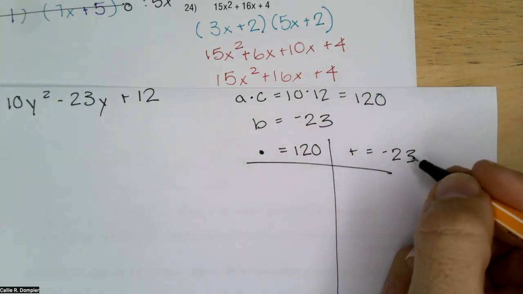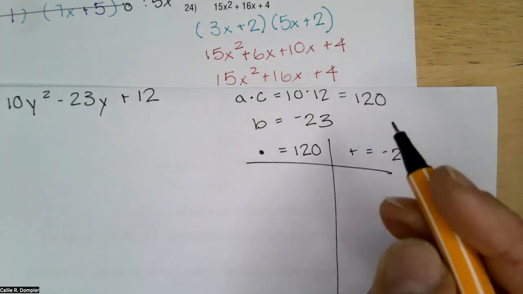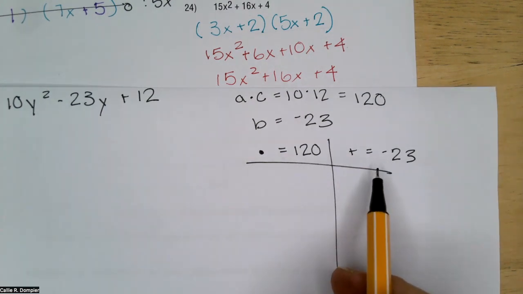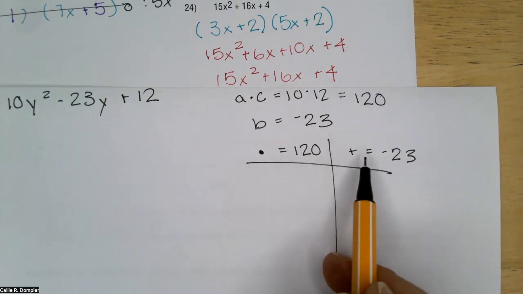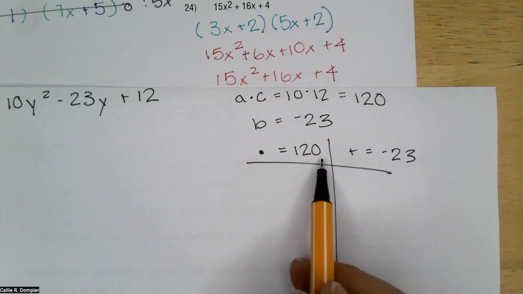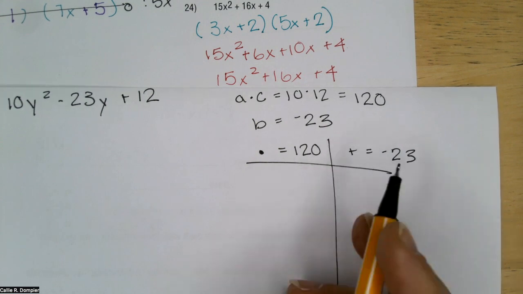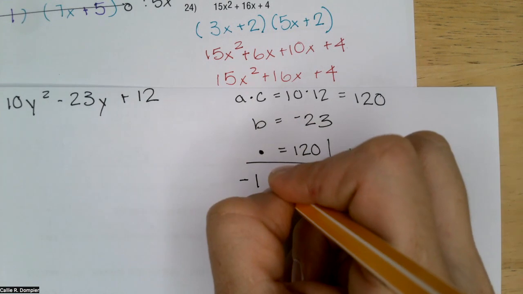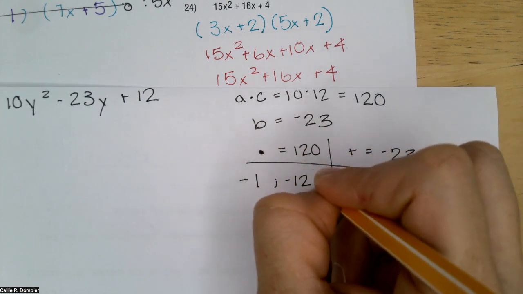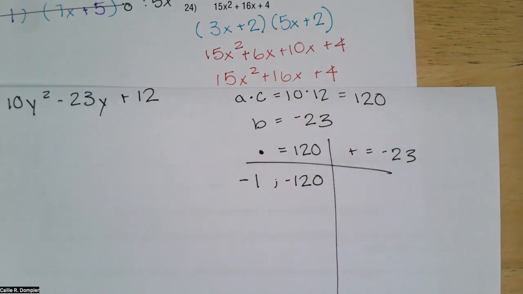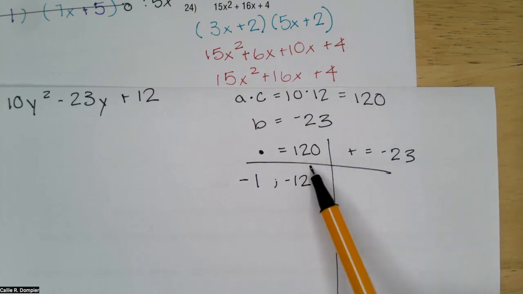120. These two, so it needs to multiply to a positive. Oh, interesting. It needs to multiply to a positive, but add to a negative. That means we don't want any of the 120 times 1. We only want negative 1 times negative 120. Okay, so we're only taking the negatives because those are the only things that are going to add to a negative, but also multiply to a positive.